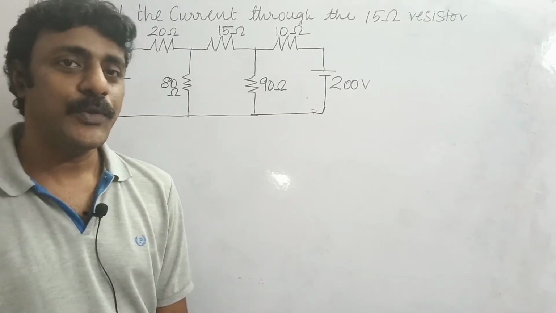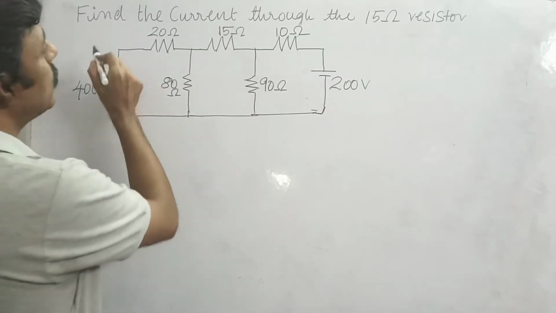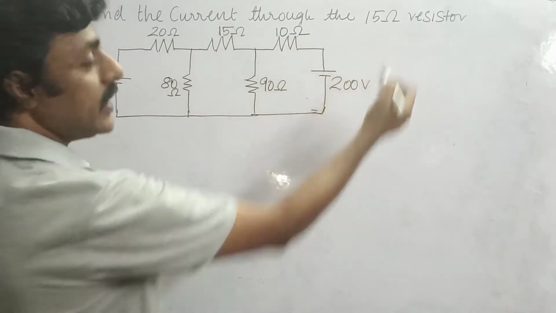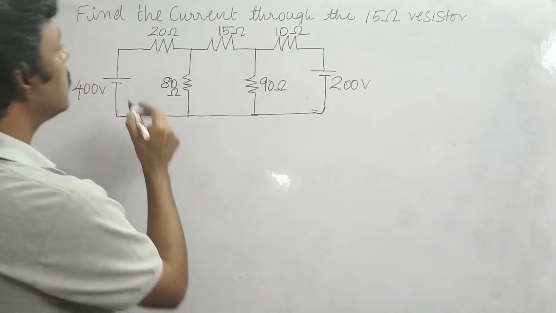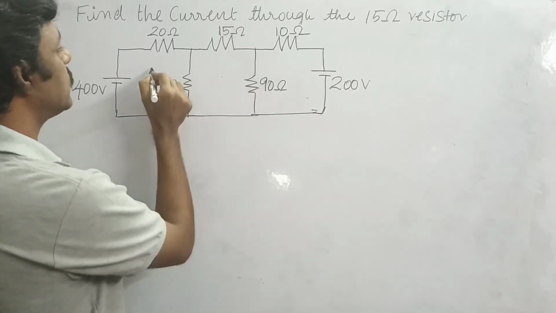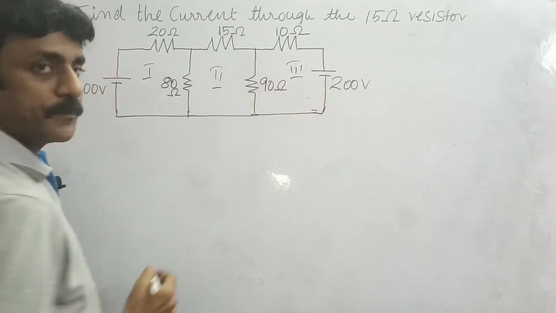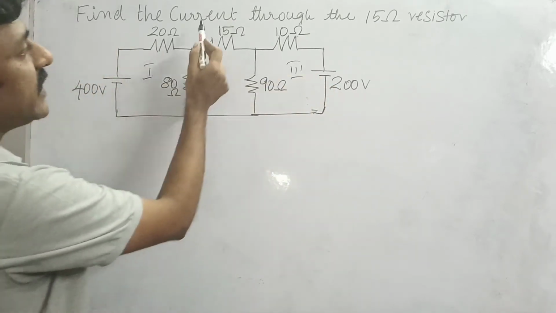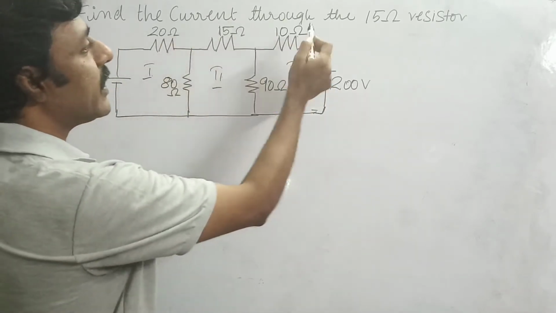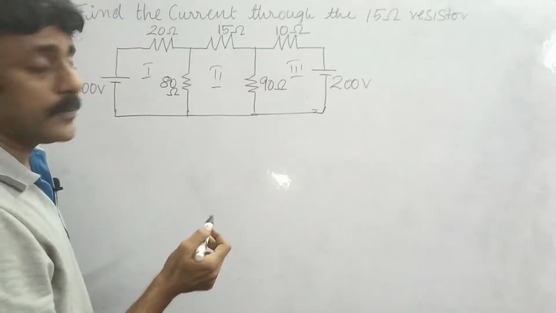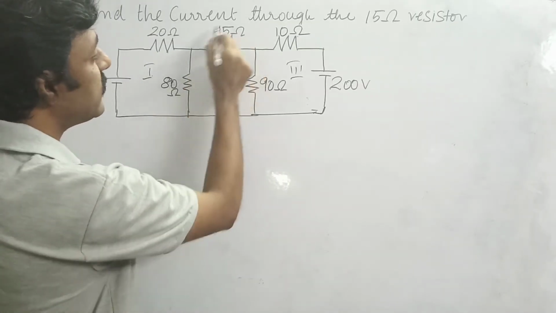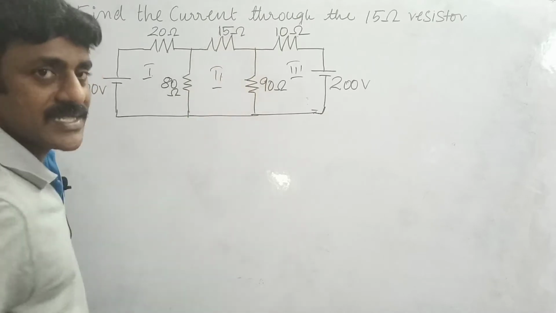So let's get into the problem. Find the current through the 15 ohm resistor. We have three loops. This is the first loop, this one is the second loop, and this one is the third loop. What they are asking is to find the current that is passing through the 15 ohm resistor. The 15 ohm resistor is situated on top of the second loop.